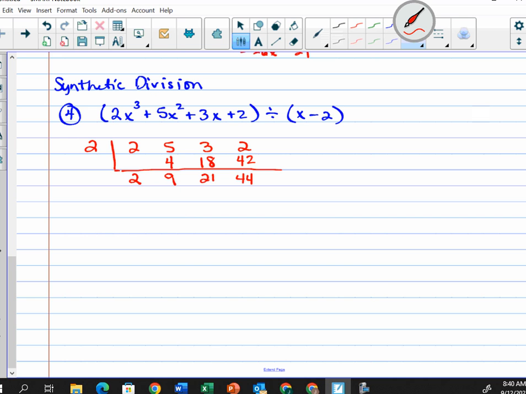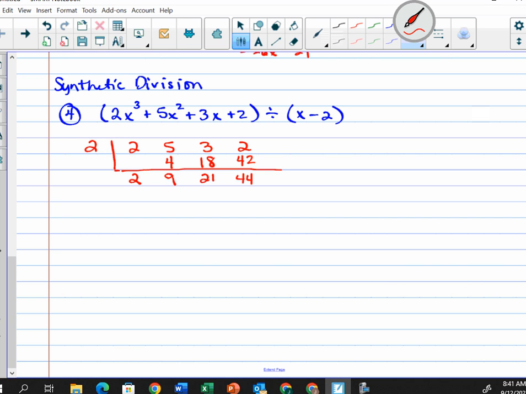Why does this work? You're essentially doing the opposite of the divisor, so that's why we get to add instead of subtract. We didn't use x minus 2, we used the 0 of that, the 2. That's why we get to add instead. And then you're really dividing 2x cubed by this x minus 2. You're doing that all along the way, but it's a cheaty shortcut with just the coefficients, which is nice.